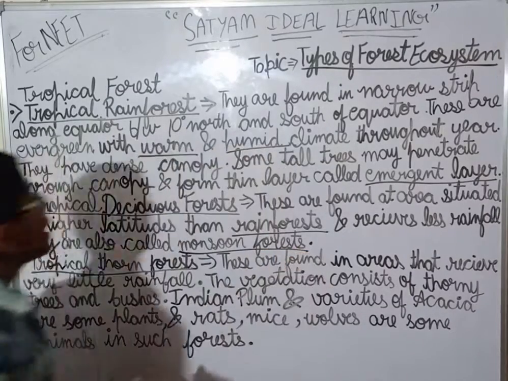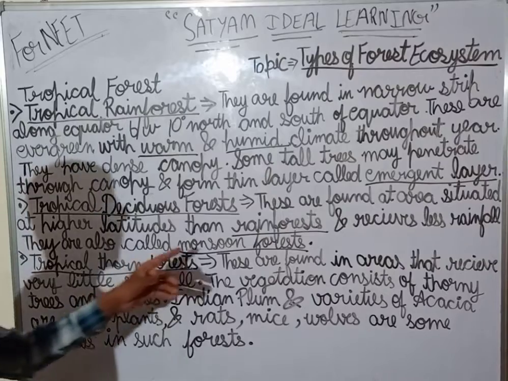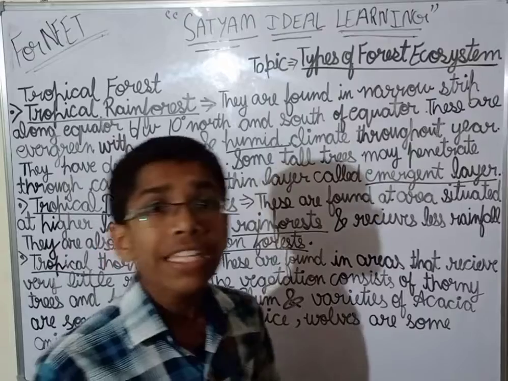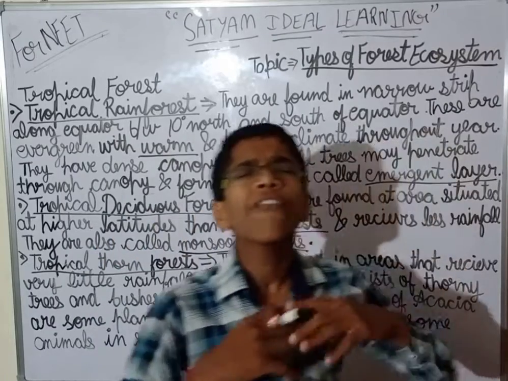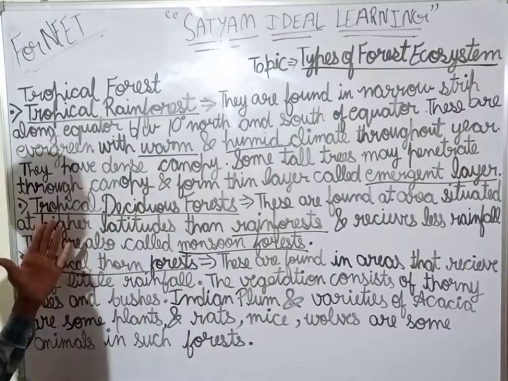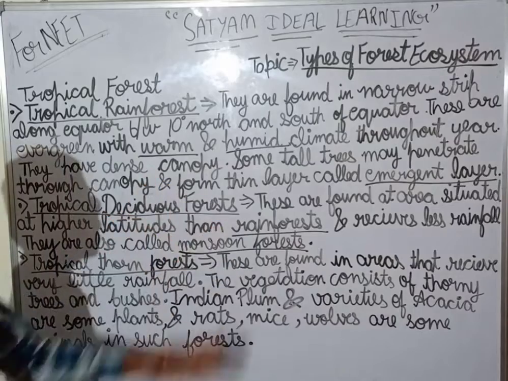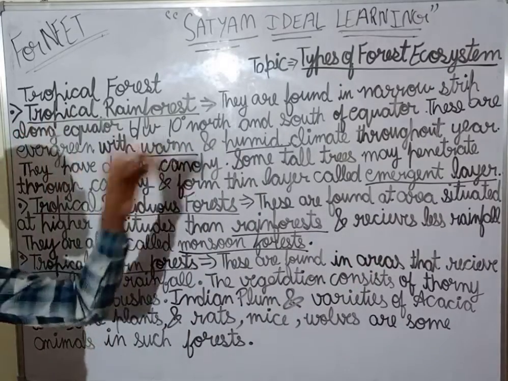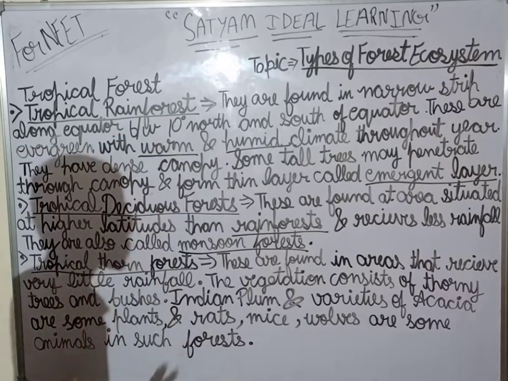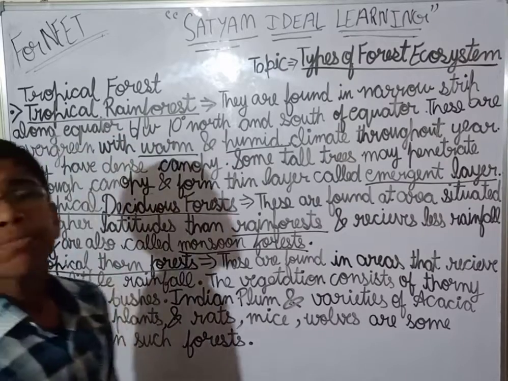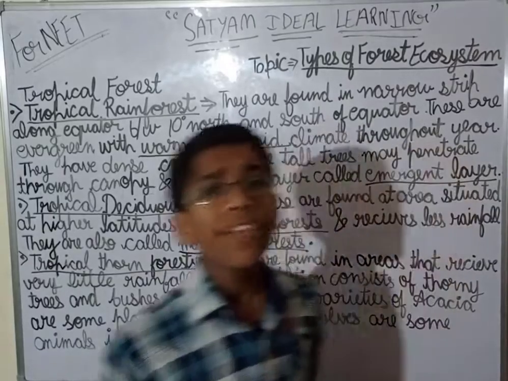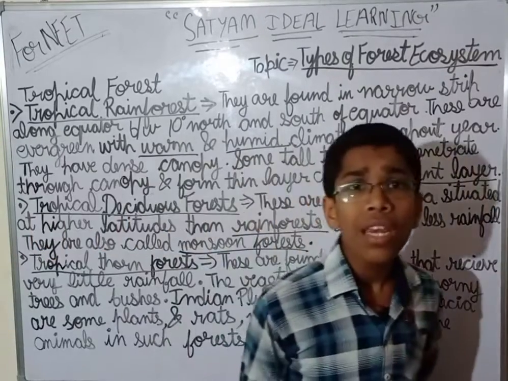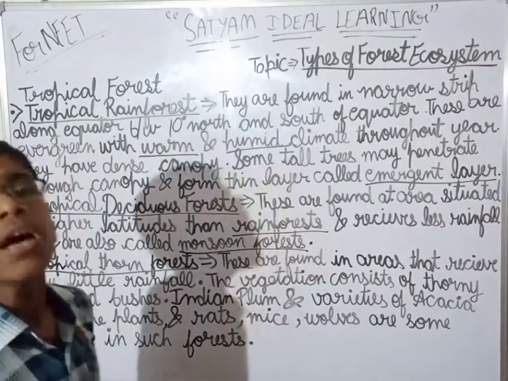So tropical deciduous forests are also known as monsoon forests because there is a wet season in which there is heavy rainfall, but it receives less rainfall than the tropical rainforest. Is this clear? And it also consists of many plants and animals. When we talk about plants, there are teak and sal. These are some of the plants.